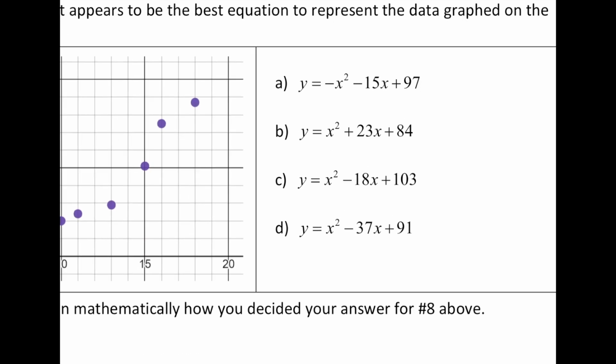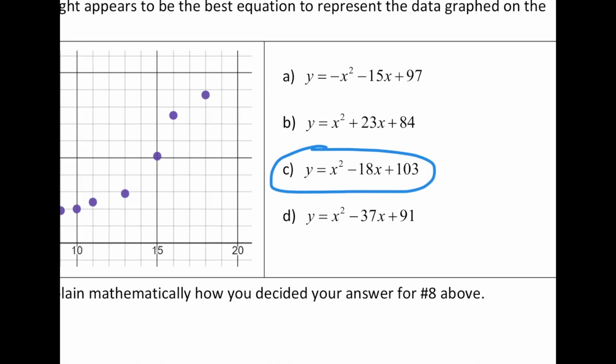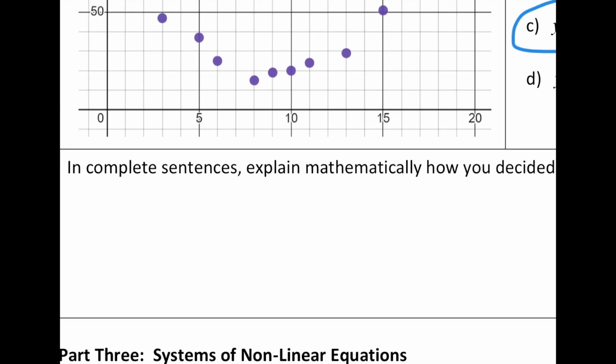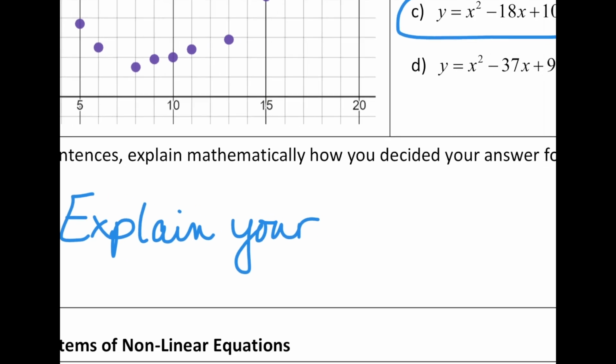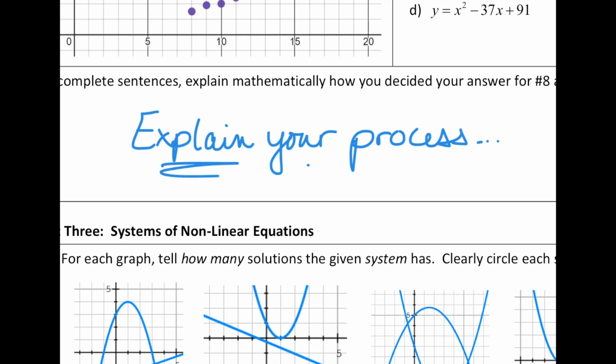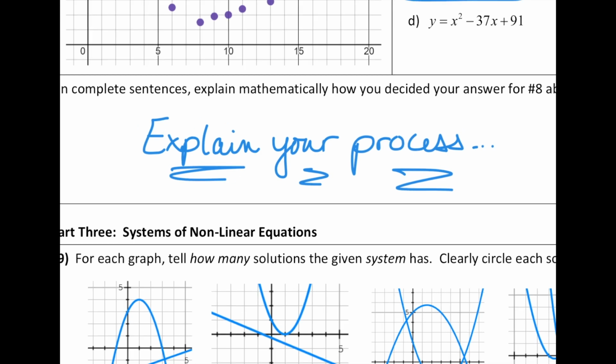So as I said, I'm going to choose choice C, and then here you're going to explain your process. And I'm not going to walk you through that. You can just explain what we just did. So here, explain your process. And please don't write this on your test review guide, explain your process. Actually, explain it.